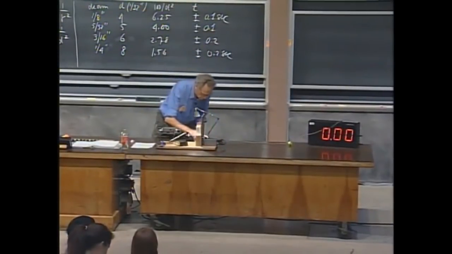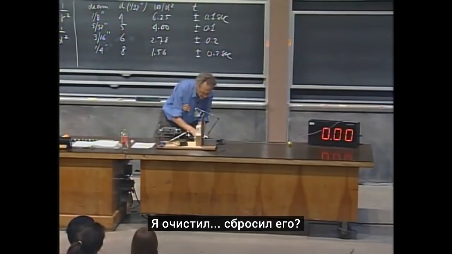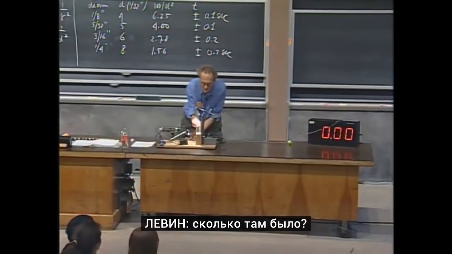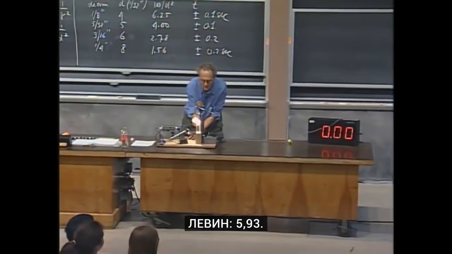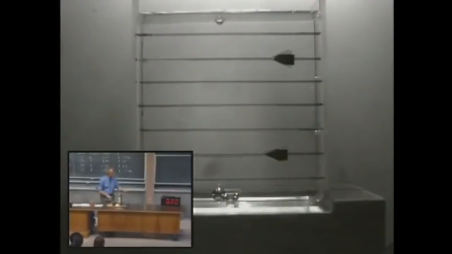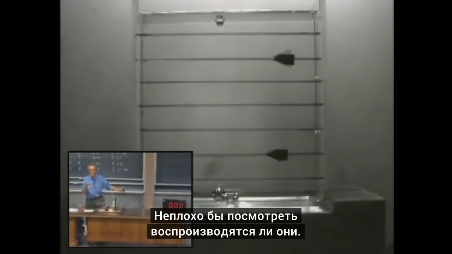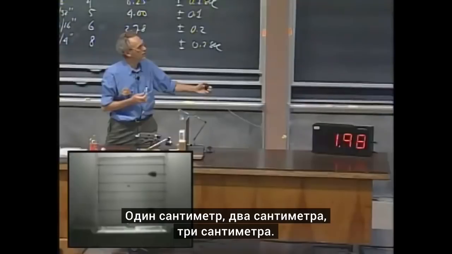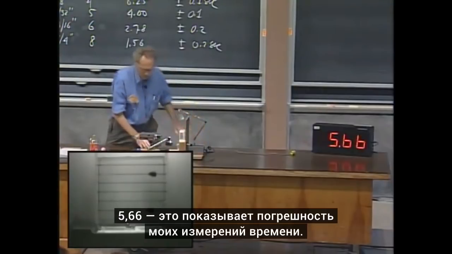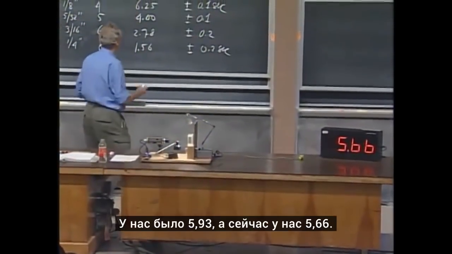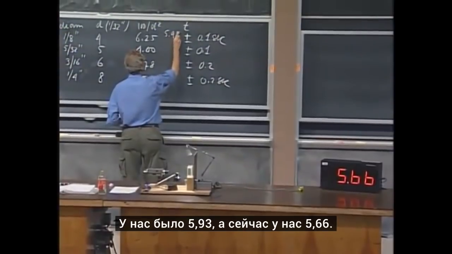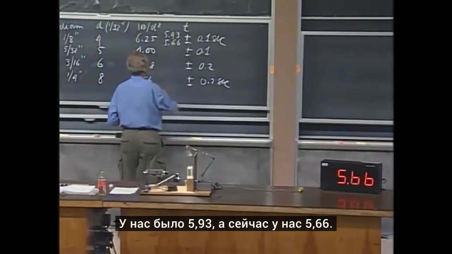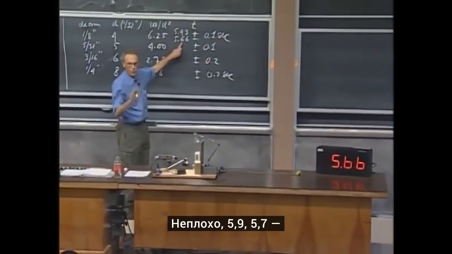I want to do another one. Did I erase it? How much was it? 5.93. Keep that in mind. It's nice to see whether they reproduce, actually. Okay, there it goes. Now, 1 centimeter, 2 centimeter, 3 centimeter. Now, 5.66. That shows you the uncertainty in my timing. So we had a 5.93, and we have now a 5.66. It's not so bad. 5.9, 5.7.